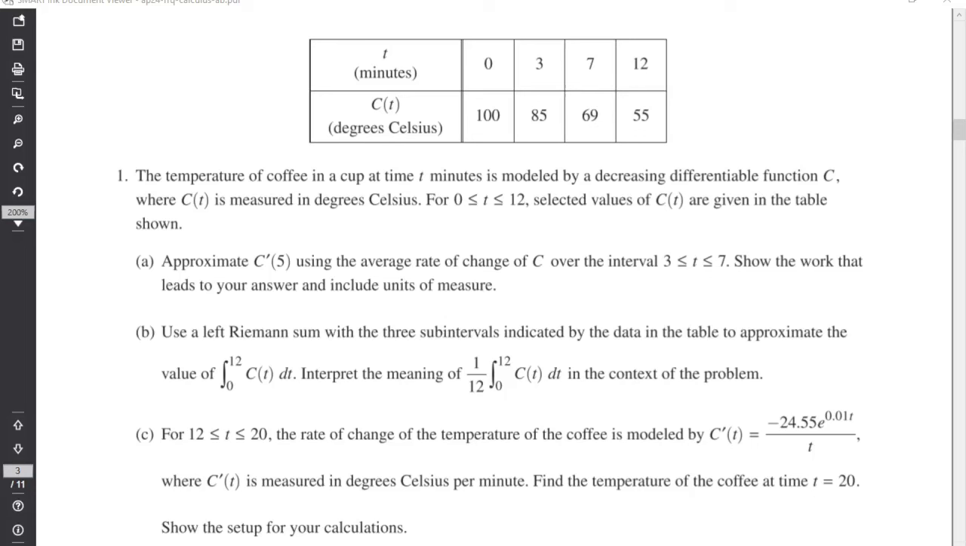All right, question 1 asks us about values from this table. So the first thing it's going to ask us to do on this function for temperature is approximate C prime of 5. If we want to approximate C prime, then we need to use the slope, because that's what the derivative is going to measure. It's going to measure slope between 3 and 7. So we're going to use these 2 points right here and basically do a slope formula with them.